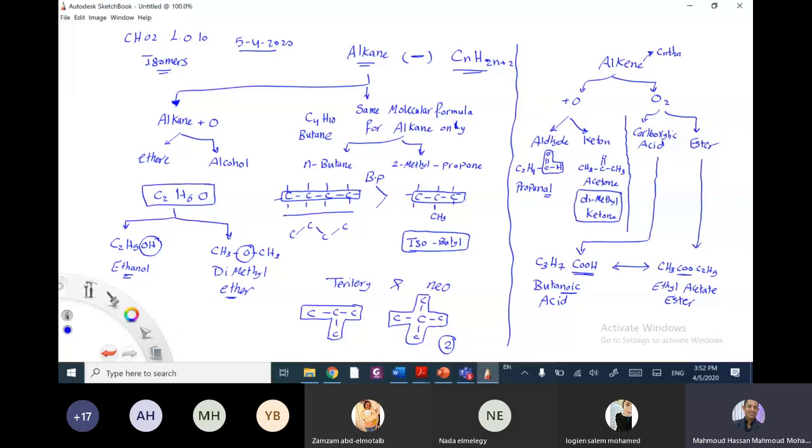So I'm giving it as a note: as the number of carbon atoms increases in the longest carbon chain, for isomers, the boiling point is increased.